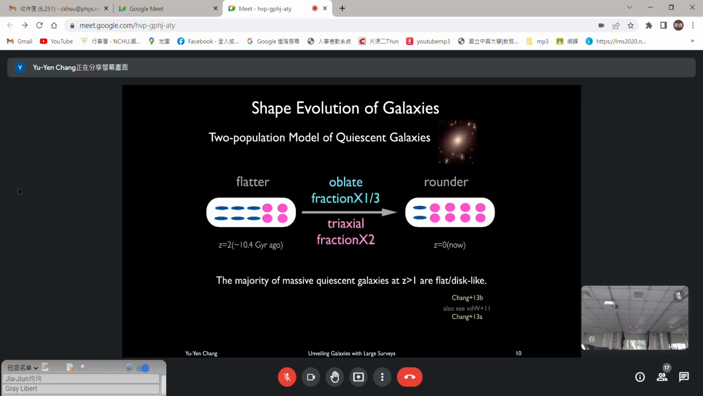Another thing we can explore if we have deep images is the population of galaxies. We know that at around redshift 2, most galaxies are much flatter than today's galaxies. This is a result for quiescent galaxies, and we saw that the majority of massive quiescent galaxies at redshift 1 are flat and more disk-like.